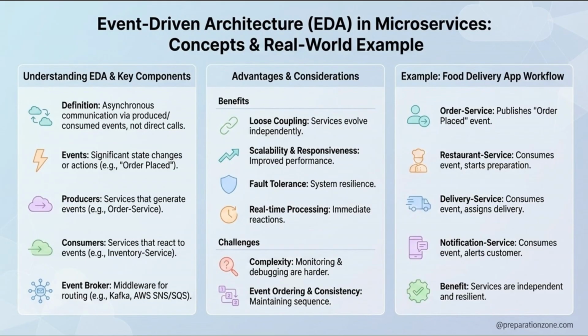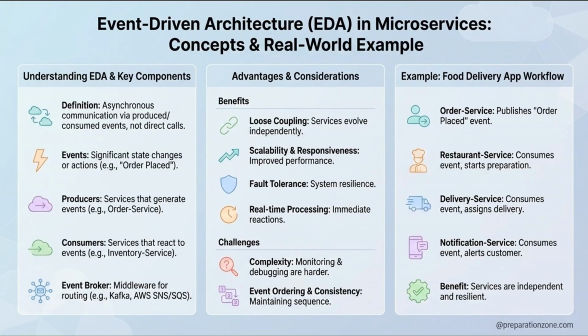In an event-driven system, we usually have three main actors. First, event producers. These are the ones raising the announcement. For example, the order service emits an order placed event. Second, the event consumers. These are services that listen and react. For example, inventory reduces stock and notification sends an SMS, etc.